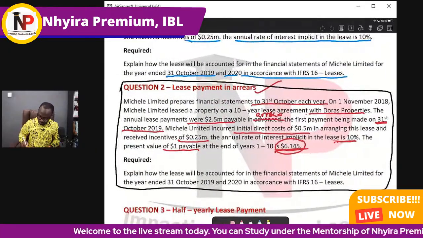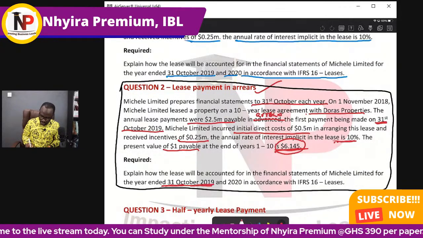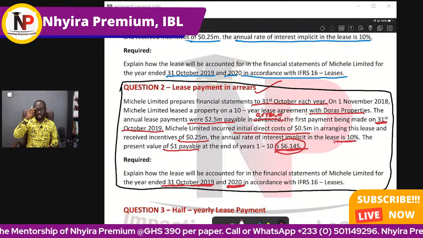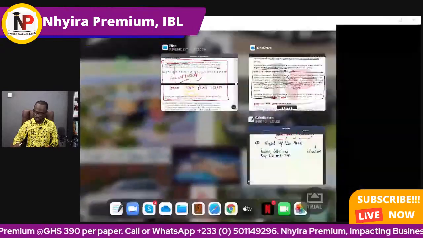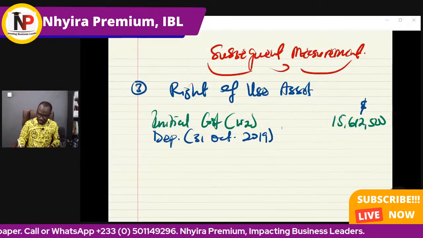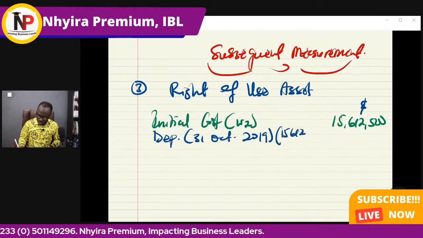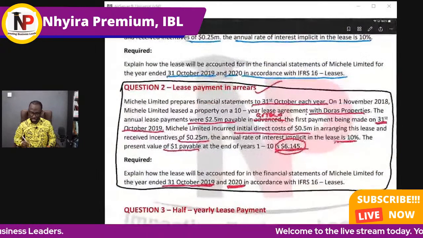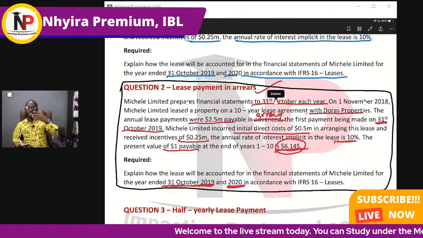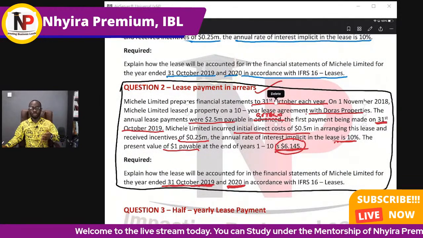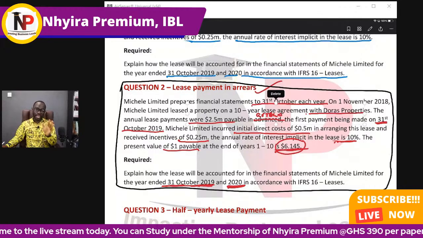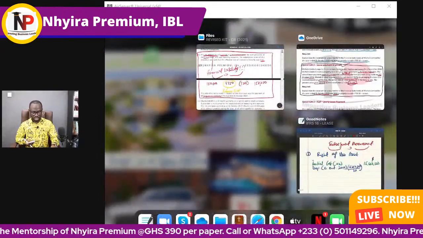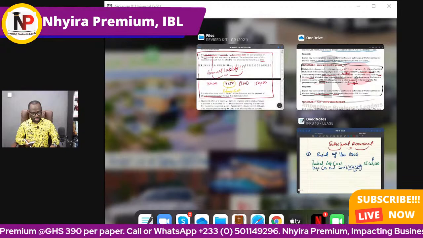Remember, in the question, I didn't even go through the requirements. We are preparing for 31st October 2019, and then for 2020. For 31st October 2019, remember this is on a straight line method: 15,612,500 divided by 10 years. Why? Because in this question, the lease term is 10 years. We are not given the economic useful life of the asset. Assuming the economic useful life is given, then we will choose the earlier of the two as the number of years to depreciate the asset.